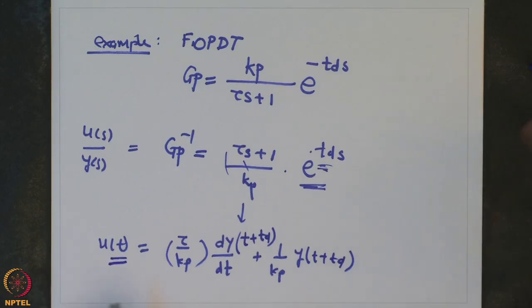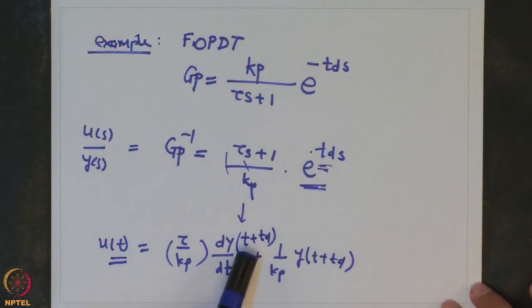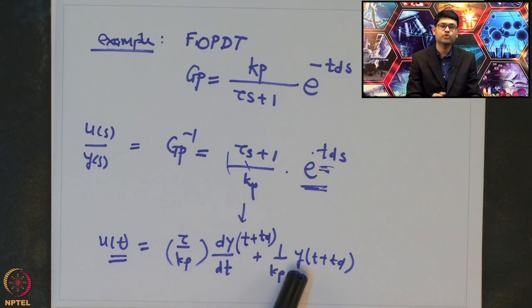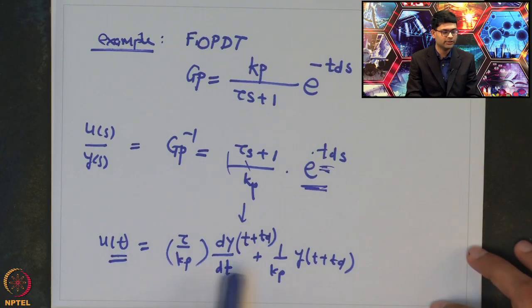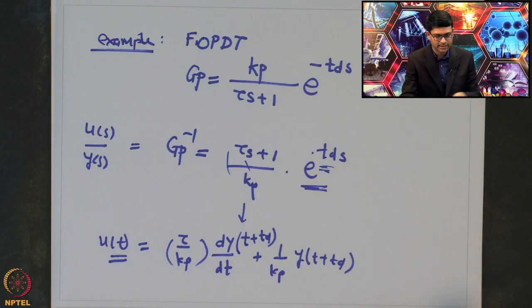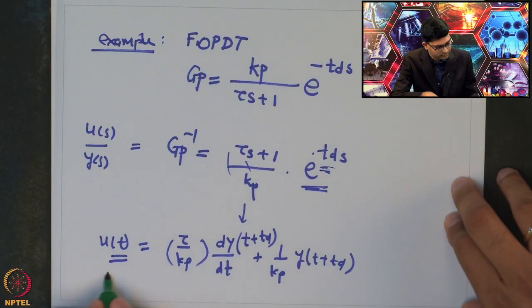So, in order to compute the manipulated input at the current instant, what I want is the derivative of the output at a future time and also the value of output at the future time. So, as the process has not reached that particular future time, there is no way I can use this information and calculate the manipulated variable. So, this is practically infeasible.